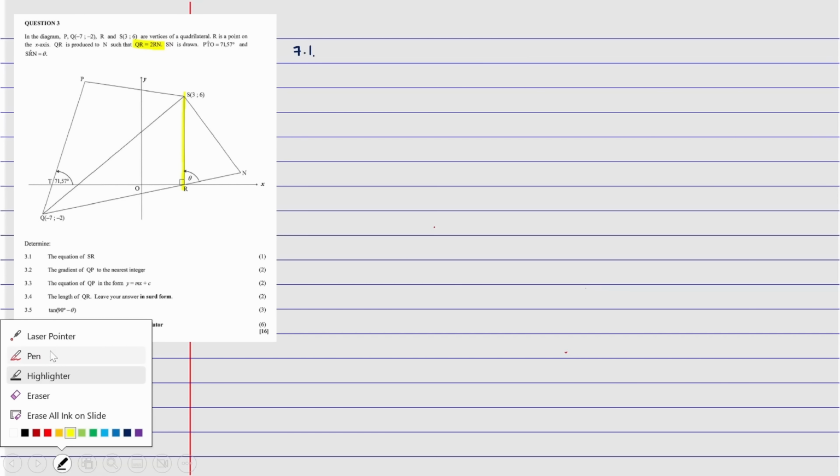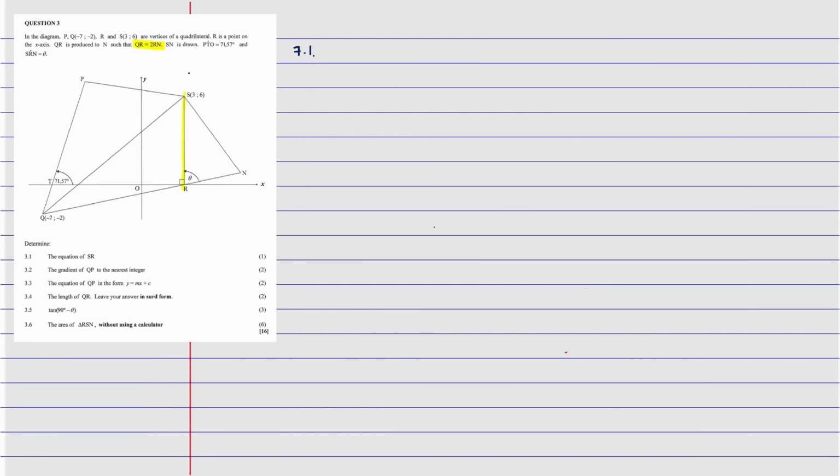What you know about vertical lines is that the equations are equal to the x coordinate, right? So again, point S and point R are going to share the same x coordinate. So this is going to be 3 and 0 here. So here, the equation of SR is basically going to be x is equal to 3.